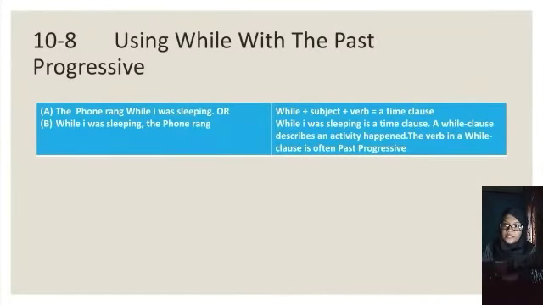And the last there is using while with the past progressive. Here I have an example for you. The phone rang while I was sleeping, or while I was sleeping the phone rang. While plus subject plus verb is a time clause. While I was sleeping is a time clause. A while clause describes an activity that was in progress at the time another activity happened. The verb in a while clause is often past progressive.